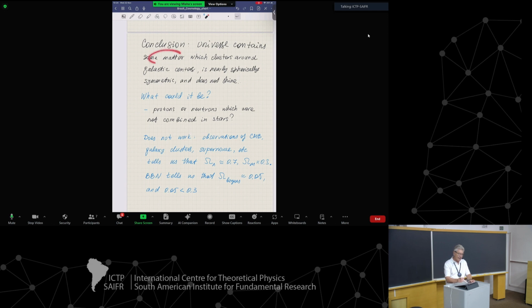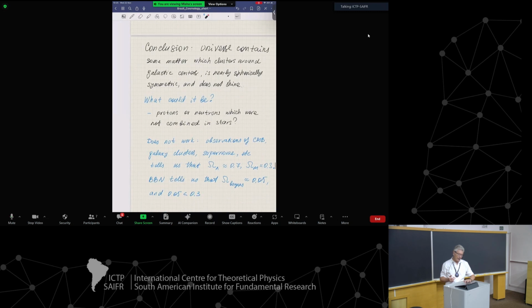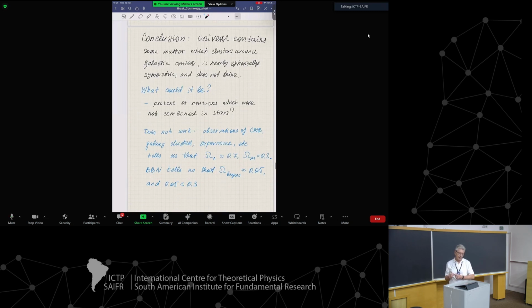the universe contains some matter which clusters around galactic centers, around clustered centers, which doesn't shine, which is in most cases nearly symmetric. In spite of the fact that here you have a spiral galaxy and the disk, whatever the velocity you measure at different points, you find one and the same value, so that this stuff which doesn't shine should be spherically symmetric. And the question arises, what could it be?